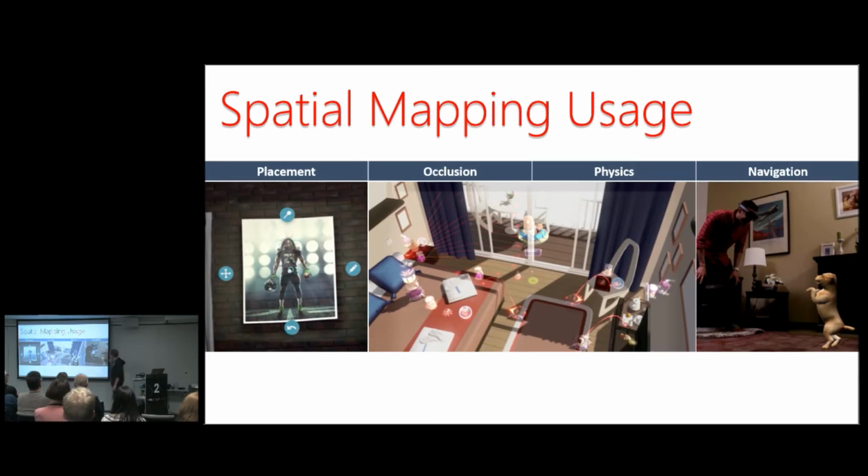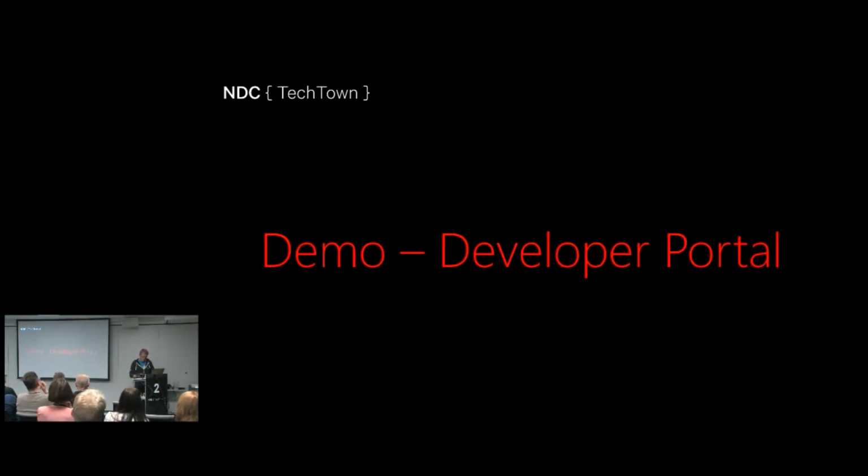Navigation: you want characters to be able to navigate your real space, just like Young Conker can navigate your room. You want people to come in and, if you have characters, they sit on your chairs or whatever it is. So that's what spatial mapping is really, really good for. Now let me show you how it works. This is the cool bit.